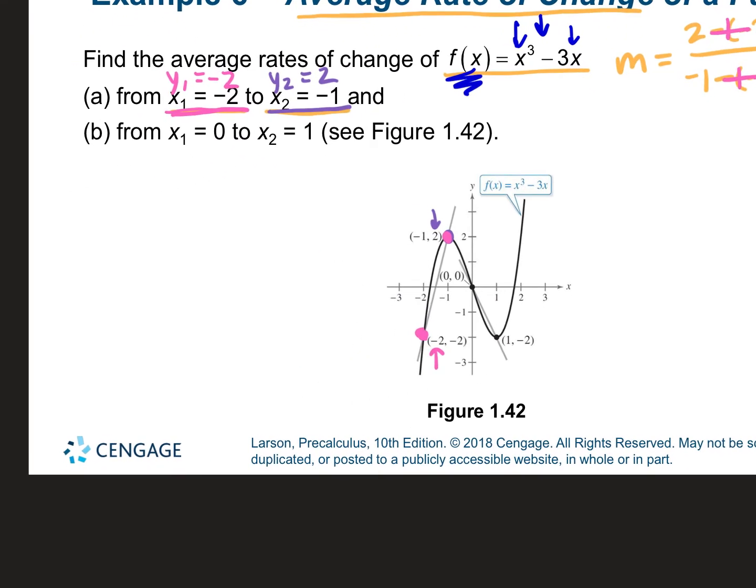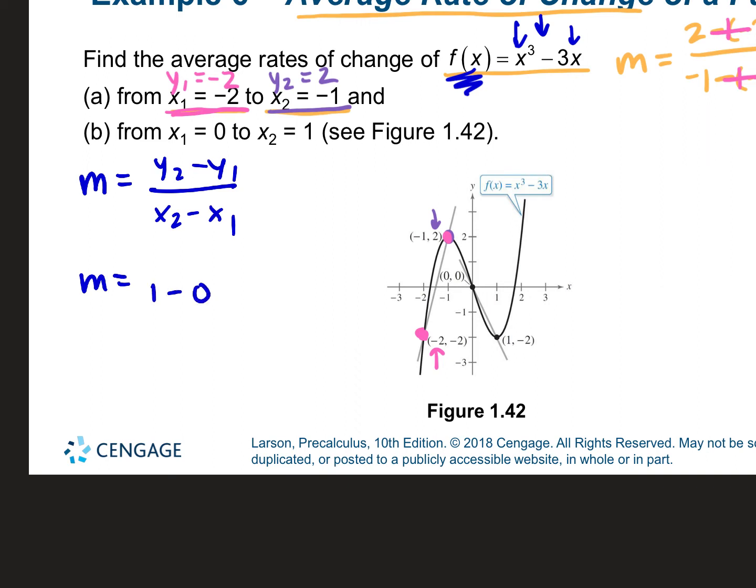So let's look at B. We're going to do the same thing. So we have to find the average rate of change from 0 to 1. So again, I use my slope formula, y2 minus y1 over x2 minus x1. It gave me my x1 and x2 already, so I can plug those in. I have 1 minus 0 on the bottom. I have to find my y2 and my y1.